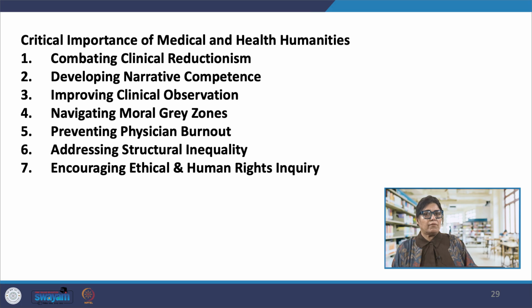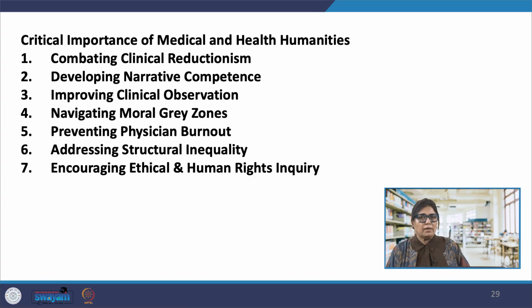They help in navigating moral gray zones. Science can tell us if we can do something like gene editing or life support, but philosophy and ethics tell us if we should. The humanities provide the framework for making agonizing decisions when there is no perfect medical answer.